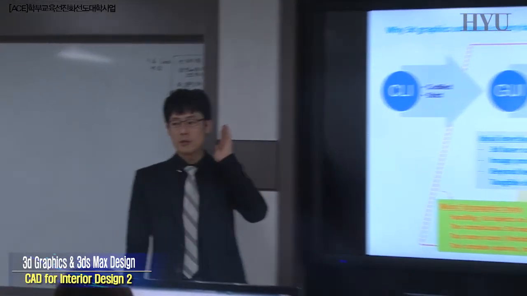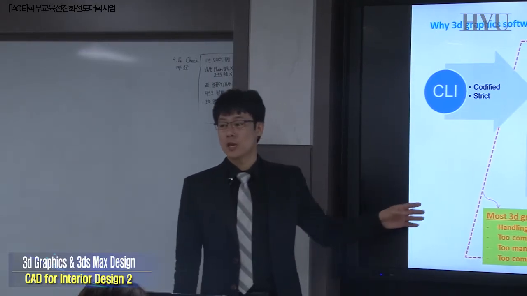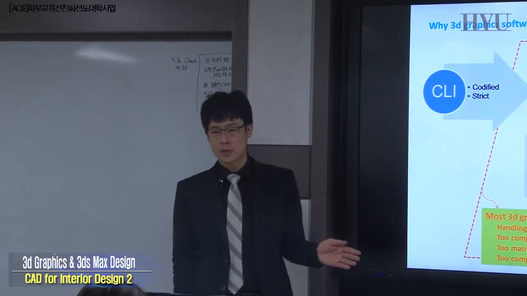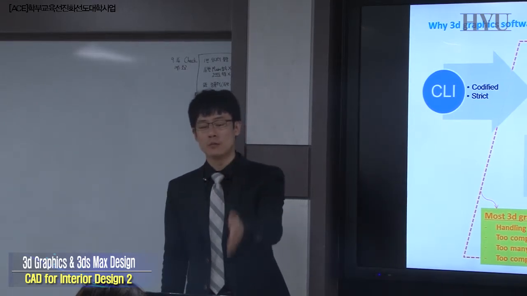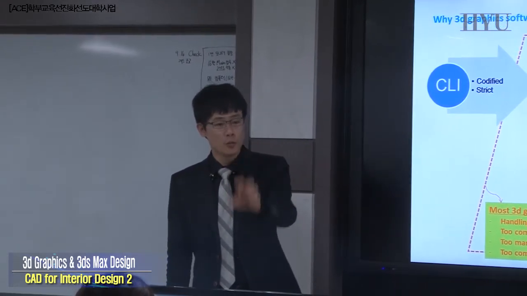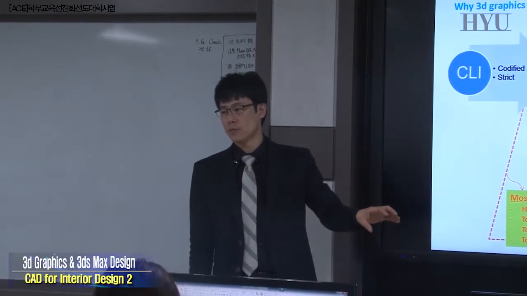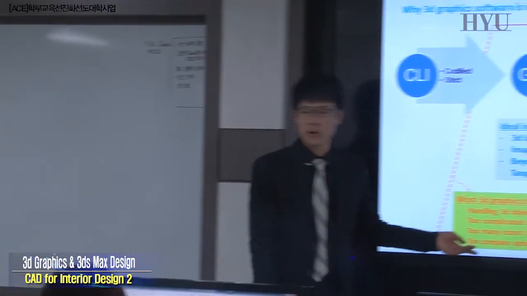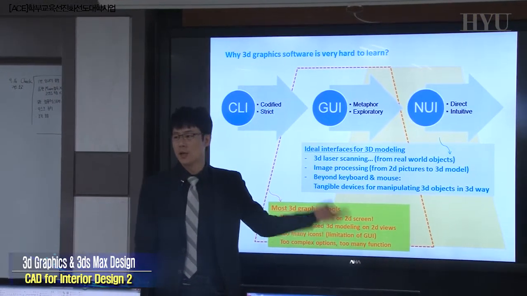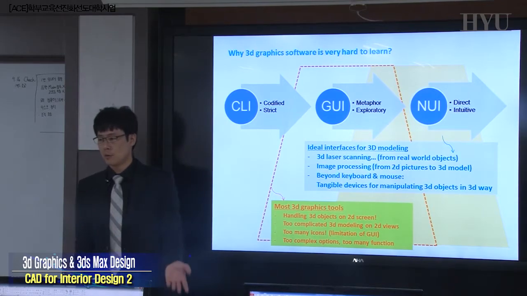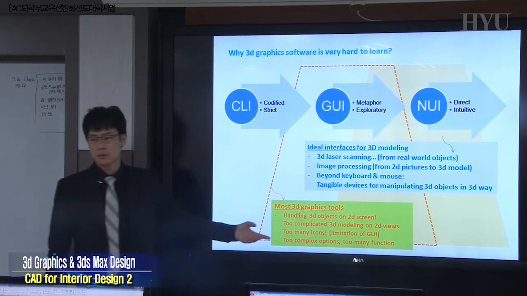But the objects in your brain are 3D. That's a huge gap between those two different objects. Something displayed on your screen is 2D at that moment, but that object in reality, in your brain, is real 3D. So there is a real big problem manipulating and handling 3D objects on a 2D screen. That makes all the problems, and makes 3D modeling too complicated.